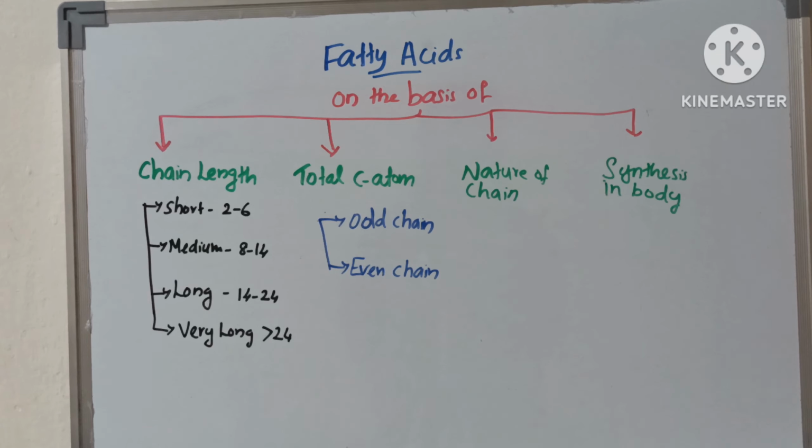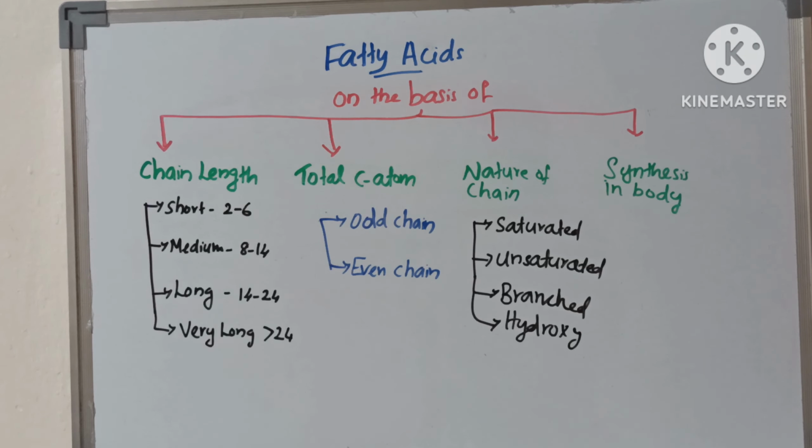On the basis of total carbon atoms, fatty acids are classified as odd chain fatty acids and even chain fatty acids. Odd chain fatty acids, for example, valeric acid, propionic acid, etc. Even chain fatty acids, for example, palmitic acid, stearic acid, etc.